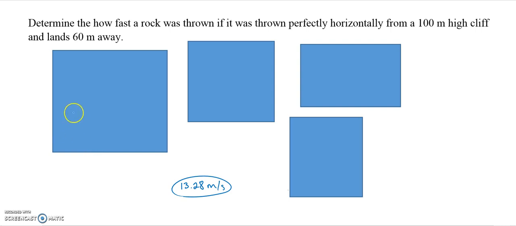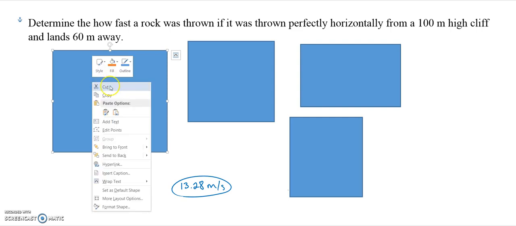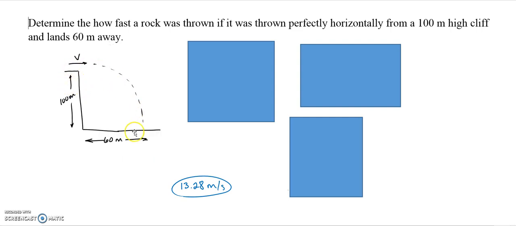First of all, you need a really good picture. So always make sure you got a good picture. So here's my sketch that I did. Hidden behind door number 1, there's my sketch. All right, so I knew its vertical displacement, I knew its horizontal displacement, and I knew it was thrown perfectly horizontally, which is really important because that means that my initial velocity in the y-plane is going to be 0.